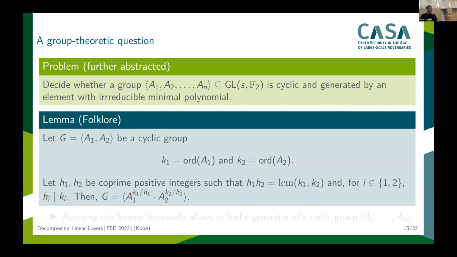So even without knowing that G is cyclic, I can always write down this element, but then it's not a generator. But if it's a cyclic group, then I'm going to get a generator of the cyclic group in such a way. And now this is just for two elements, but you can apply this lemma recursively to reduce the number of generators in your group one by one.